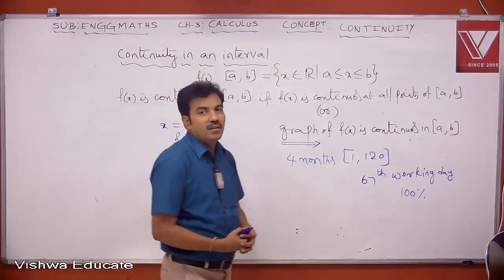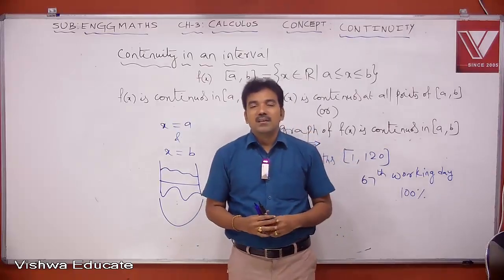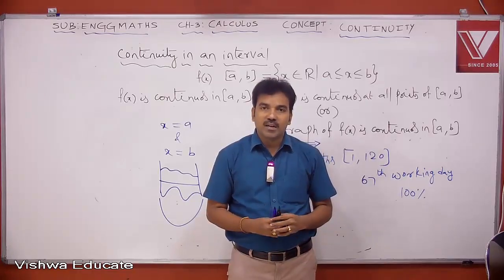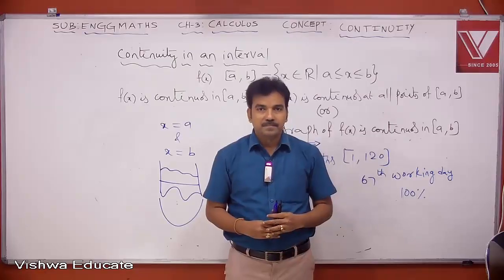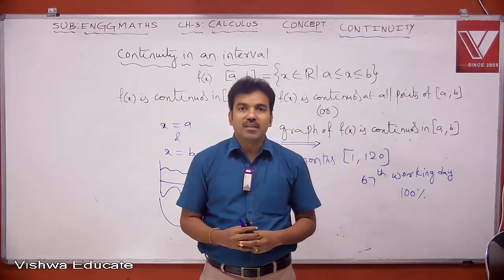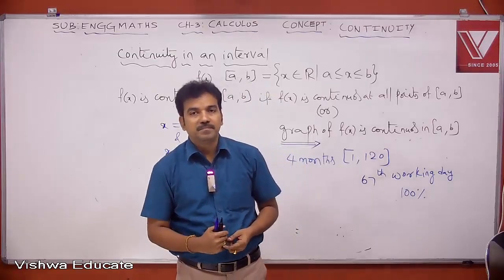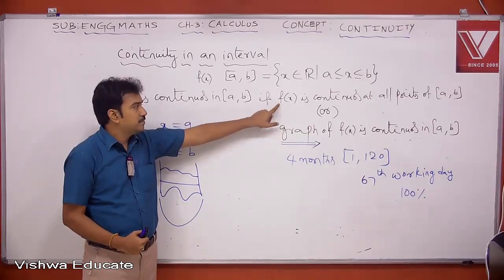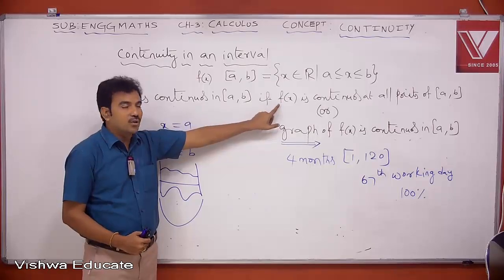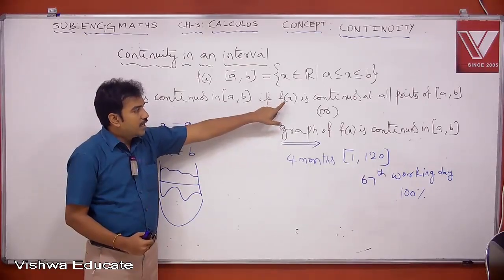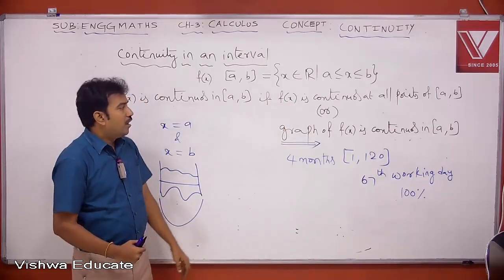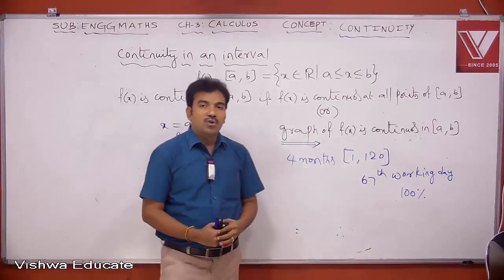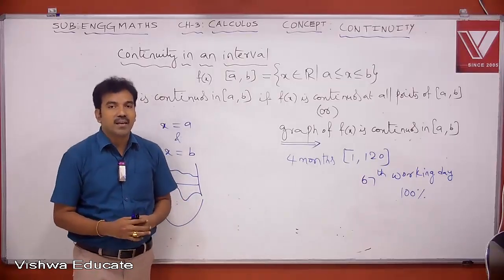Note these points. A function f of x is said to be continuous in the closed interval [a, b] if f of x is continuous at all points of the closed interval [a, b], or the graph of f of x is continuous in the closed interval [a, b].